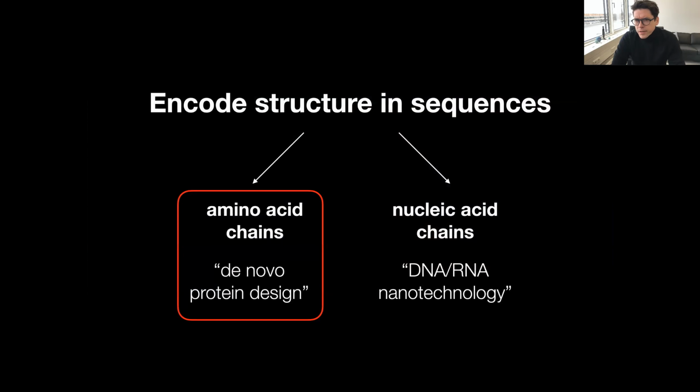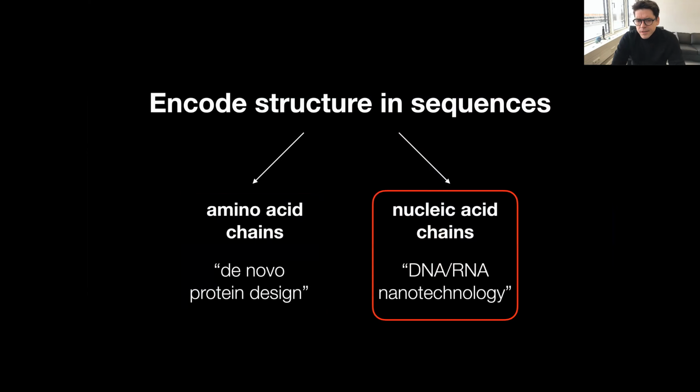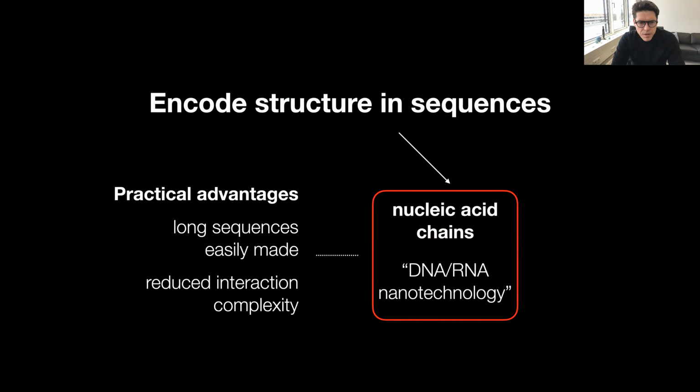I happen to be working here in the other branch, DNA RNA nanotechnology, and I would argue, and I hope you will agree after you've seen the rest of my talk, that DNA and RNA nanotechnology also has its merits. So there are some practical advantages to working with nucleic acids. First of all, long sequences are easily made with highly commercialized DNA and RNA synthesis methods. And from a physics point of view, you have a reduced interaction complexity.